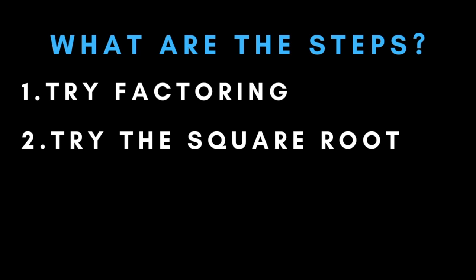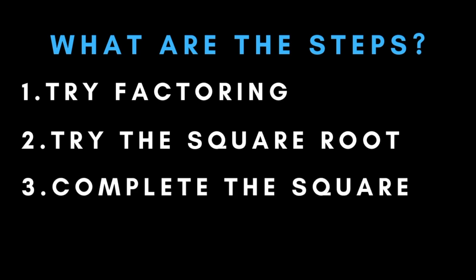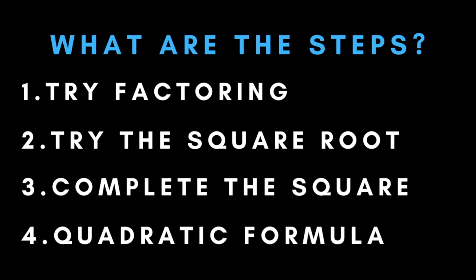Now, if factoring or taking the square root is not possible, check to see if the coefficient of the square term is 1 and the coefficient of the linear or middle term is even. If so, completing the square is a good method to use. However, if nothing else is working for you, you can resort to applying the quadratic formula. The quadratic formula works for any equation.